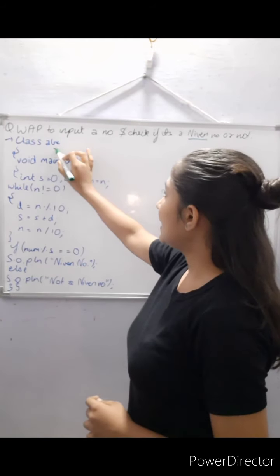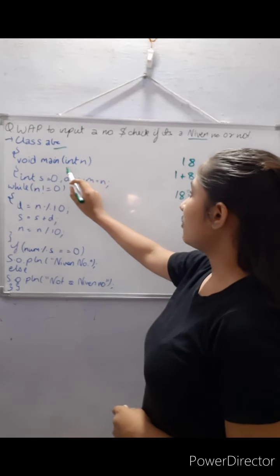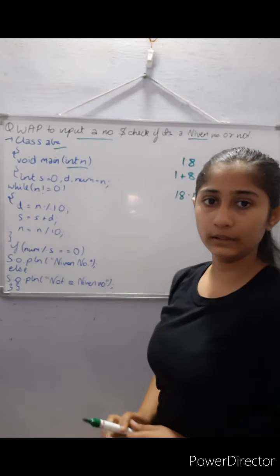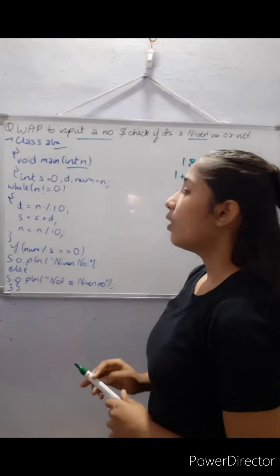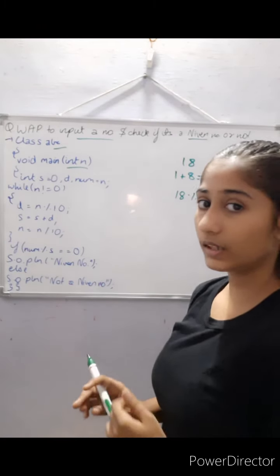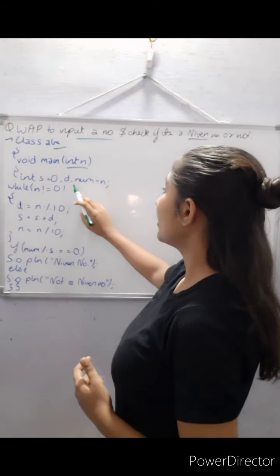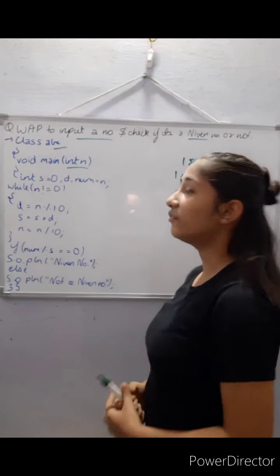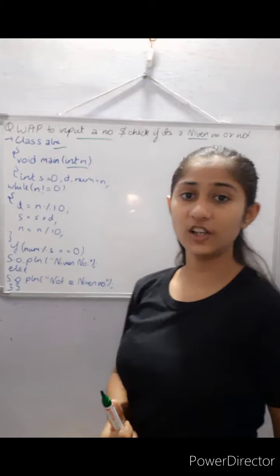We can take any class name. For example, I have taken class ABC. In void main, you have to write integer n as the question is asking the user to input a number. Okay, now integer s is equal to 0. Over here we have taken an integer s to calculate the sum of the digits. Then integer d for extracting the digits, and number is equal to n for checking later if the number is divisible by the sum of its digits or not.